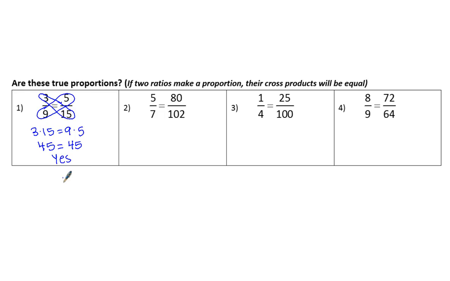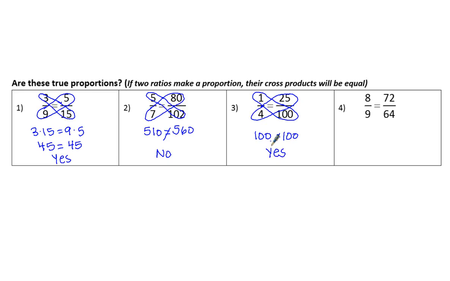So going ahead and cross multiplying on number 2, 5 times 102 is going to get us 510. We bring our equal sign down and then we multiply 7 times 80. That gets us 560. So since these two cross products are not equal, this is not a true proportion. Moving on to number 3, we take our cross products. 1 times 100 is 100, and 4 times 25 is 100. So yes, these are equal, and it is a true proportion.